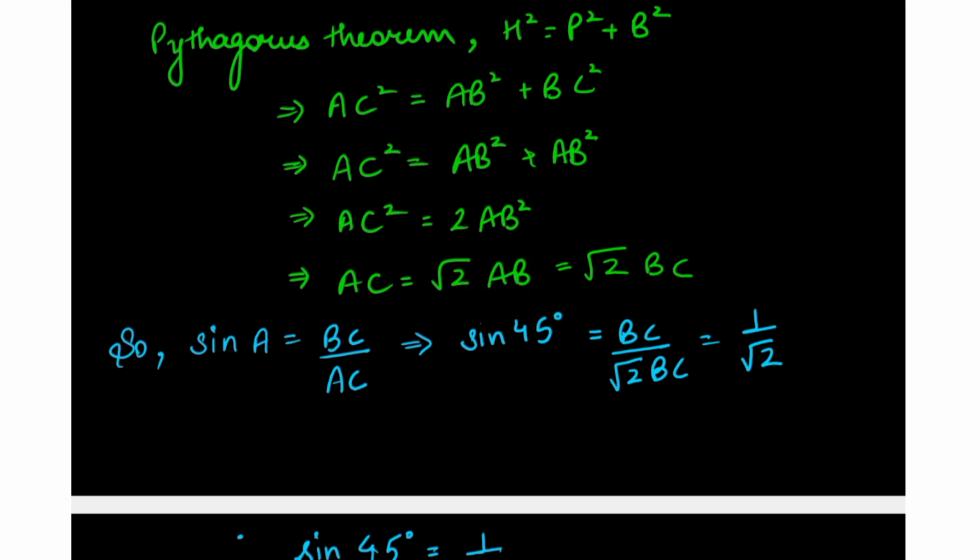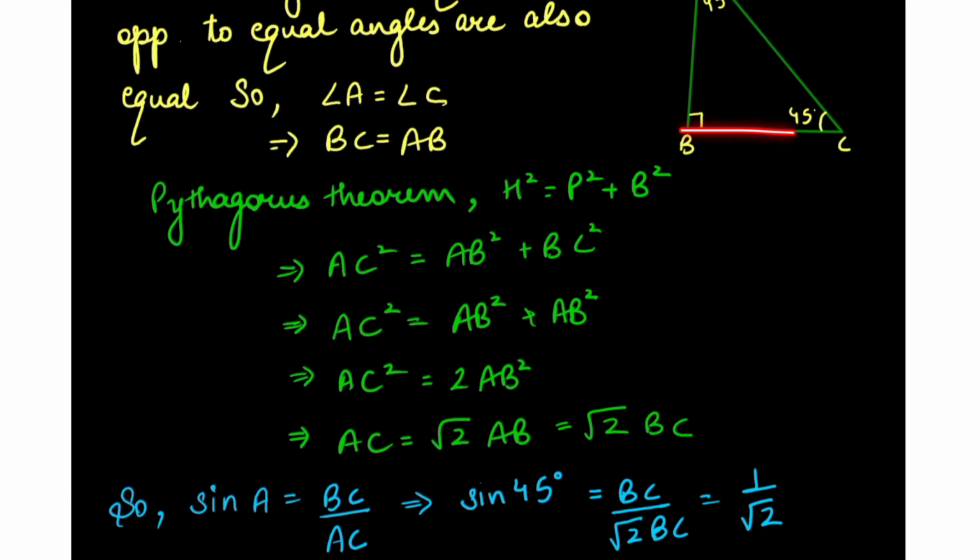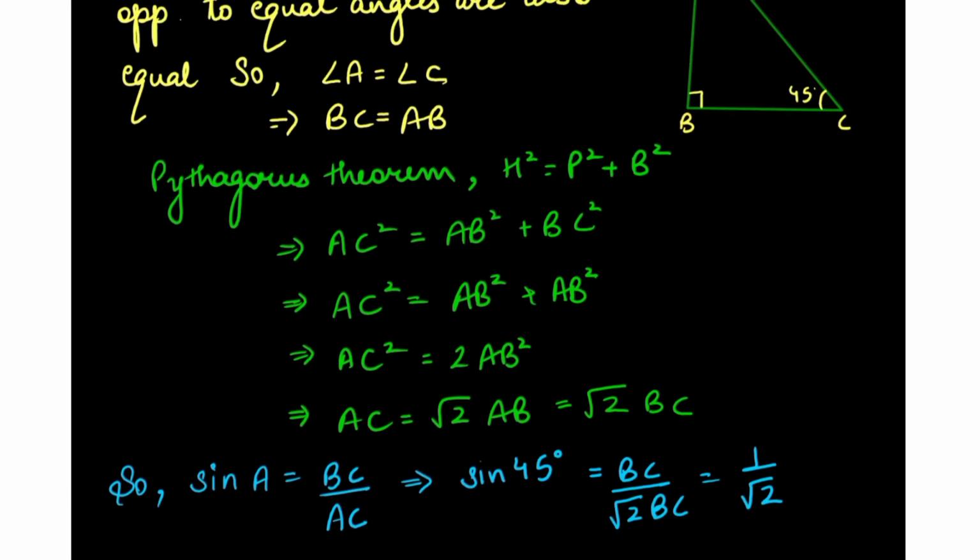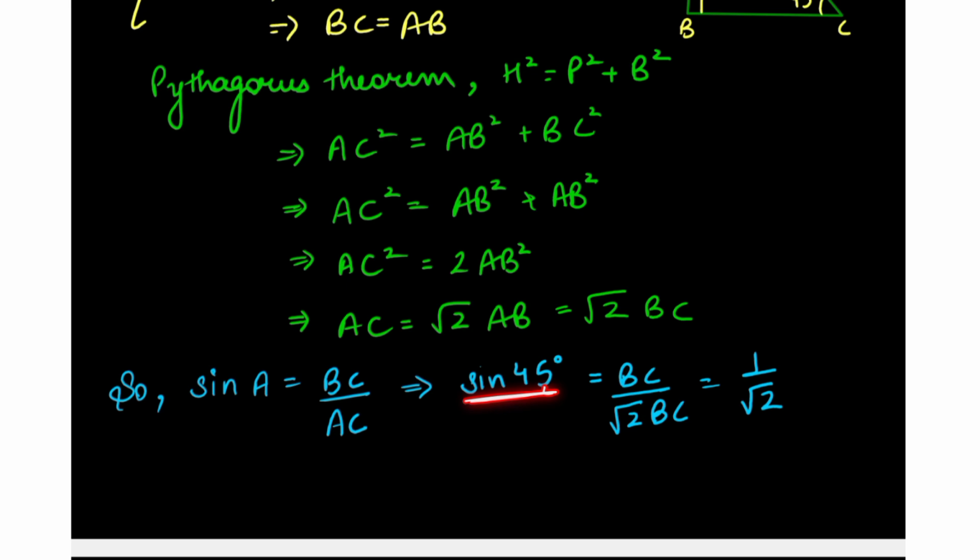So let's find sine A. Sine A is basically BC upon AC. So sine 45 degree is BC upon AC. AC we can put as root 2 BC in terms of BC. Cancelling BC and BC, we are left with 1 by root 2. So the value of sine 45 degree is 1 by root 2.